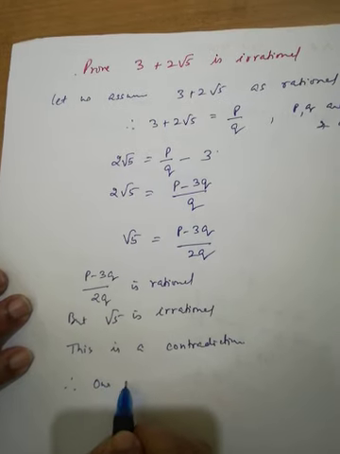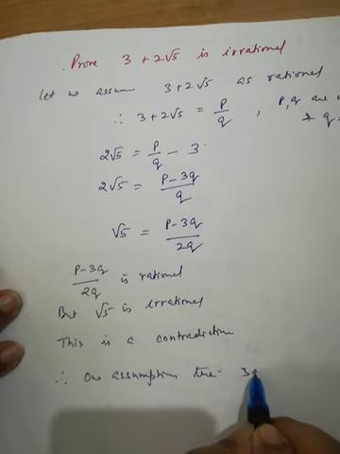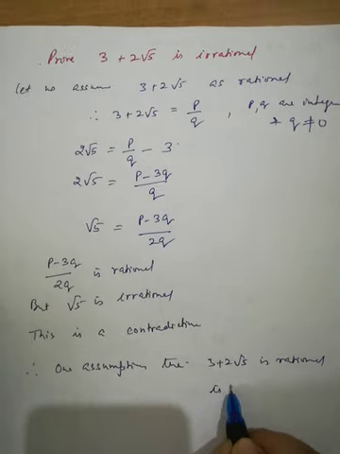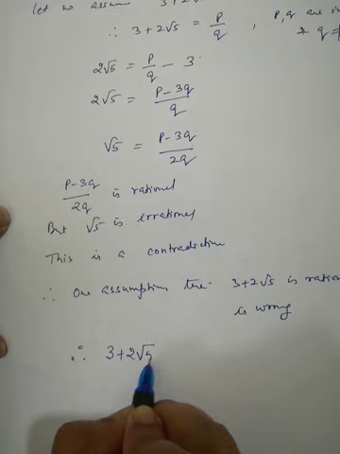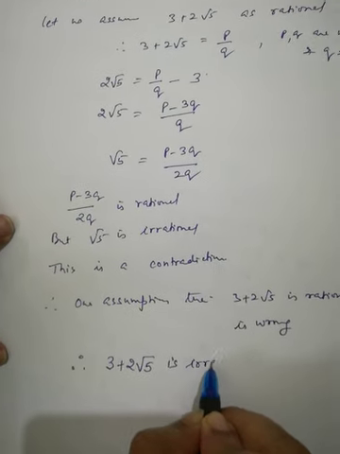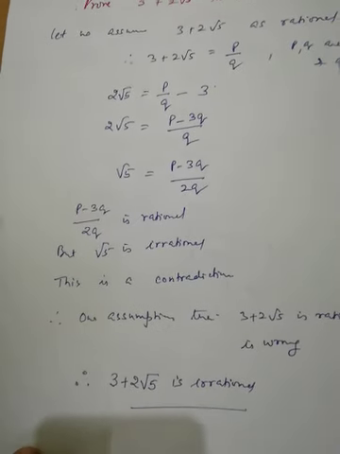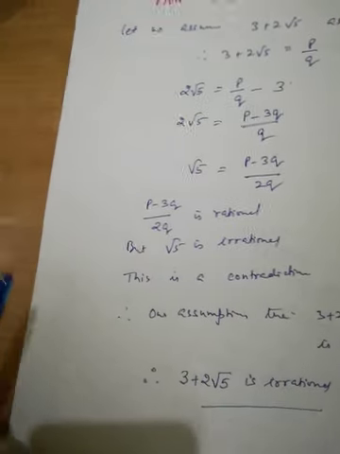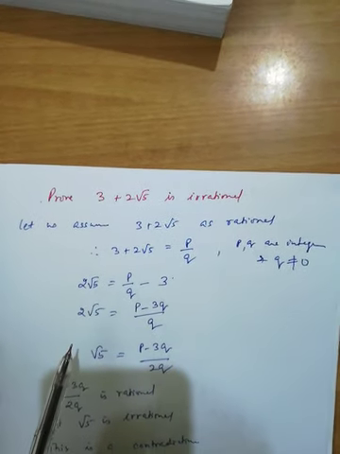Therefore, our assumption that 3 plus 2 root 5 is rational is wrong. Therefore, 3 plus 2 root 5 is irrational. These are the two ways of proving such type of question. So you will surely get one of them with different numbers. I repeat this. Such type of question where we know that already root 5 is irrational, we have to prove 3 plus 2 root 5 irrational.